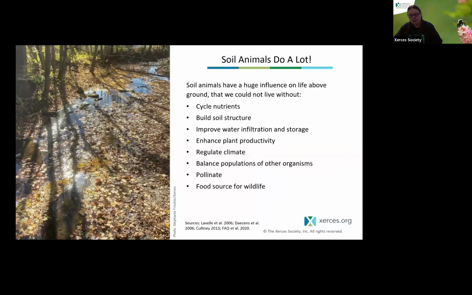Just to summarize, cycling those nutrients, building soil structure, improving infiltration and water storage, plant productivity, regulating climate, balancing populations of other organisms through things like predation, like we mentioned, pollination. A lot of our, and you'll learn more about this later, a lot of our bees nest in the ground, right? So their developing larvae are underground. We think of them as flying animals that visit flowers, but they really do spend a lot of their life below our feet, and food resources for other wildlife.